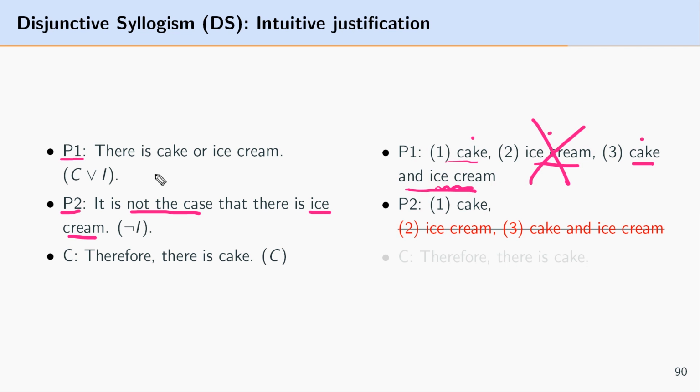This first premise is true provided there's cake, there's ice cream, or there's both cake and ice cream. Now this third case cannot be true because it's not the case that there is both cake and ice cream because there is not ice cream. And so this leaves us with only one option, and that option is that there is cake.